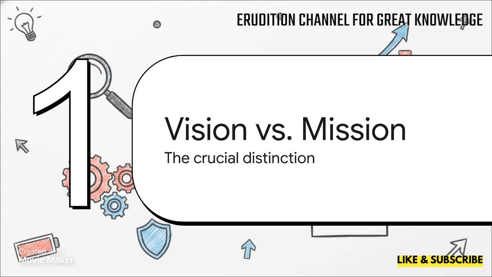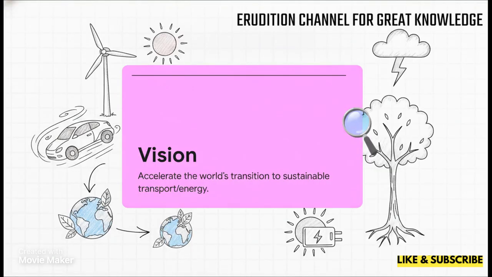Section 2. Vision versus mission. This is a crucial distinction for your exam, and honestly, a very common trap you'll want to avoid. Let's start with a vision. A vision statement is your ultimate aspirational destination. When founded, Tesla's core vision was to accelerate the world's transition to sustainable transport. It represents the ultimate why of the company, setting a massive, long-term goal that dictates every other operational and strategic decision they make down the line.